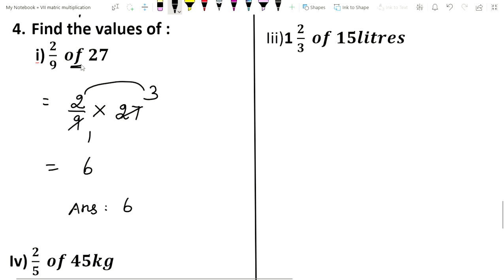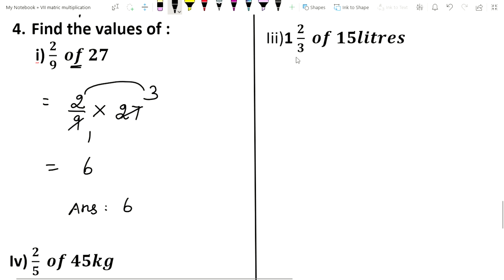Okay, I repeat this. 2 by 9 of 27. First you replace the 'of' by the multiplication symbol. So 2 by 9 into 27. 9 ones are 9, 9 threes are 27. After that you multiply the numerators. 2 threes are 6. Okay, children?